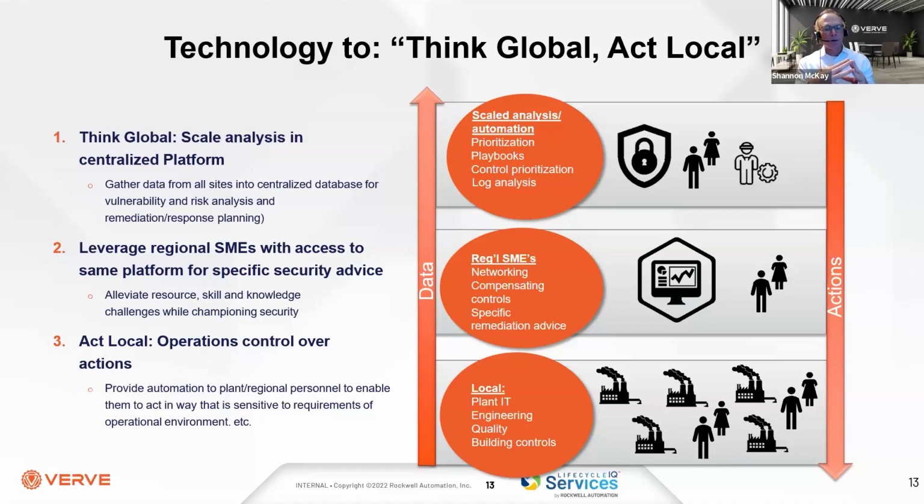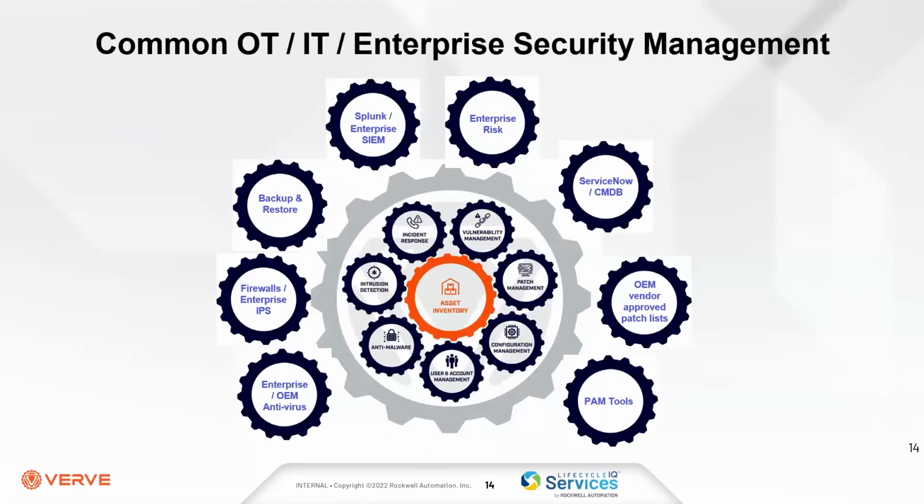I know Tom mentioned ITSM, or IT Systems Management. We look at it from the Rockwell Automation and Verve perspective as a combination of OT and IT, enterprise systems or security management. So we use the terminology Verve, the Verve platform, and our capabilities to deliver Verve is really an OTSM. If you look at that centralized gear in the middle, asset inventory, which is essentially discovering every asset you have within a facility, all the way out to every single endpoint, is a critical first step in establishing a cybersecurity program.